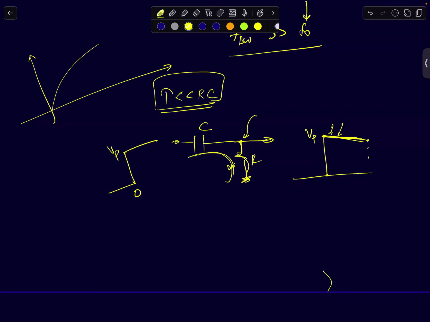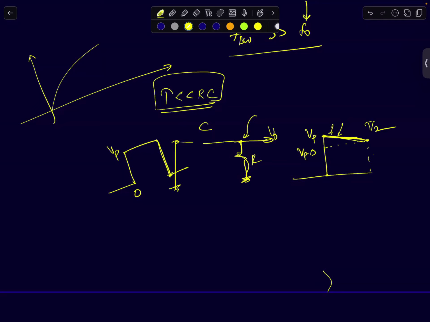Now, when the falling edge comes, suddenly the input goes to 0. Let's assume this node voltage is some Vp minus delta. What will be the voltage at t equal to T by 2? The capacitor has charged to just delta V. No. At t equal to T by 2, your input signal has gone to 0.